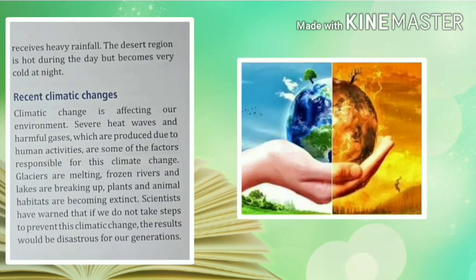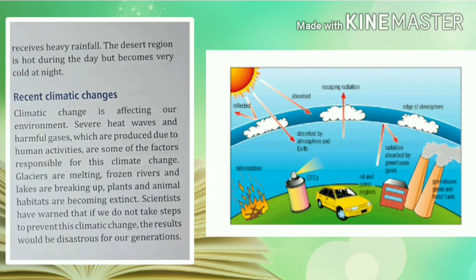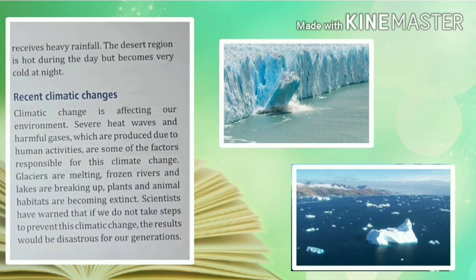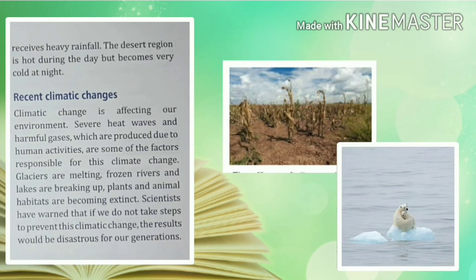So climatic change is affecting our environment. Severe heat waves and harmful gases which are produced due to human activities are some of the factors which are responsible for this climatic change. So due to this climatic change, what happened? Glaciers are melting, frozen rivers and lakes are breaking up, plants and animals' habitats are becoming extinct. So these are some of the effects of climatic change.